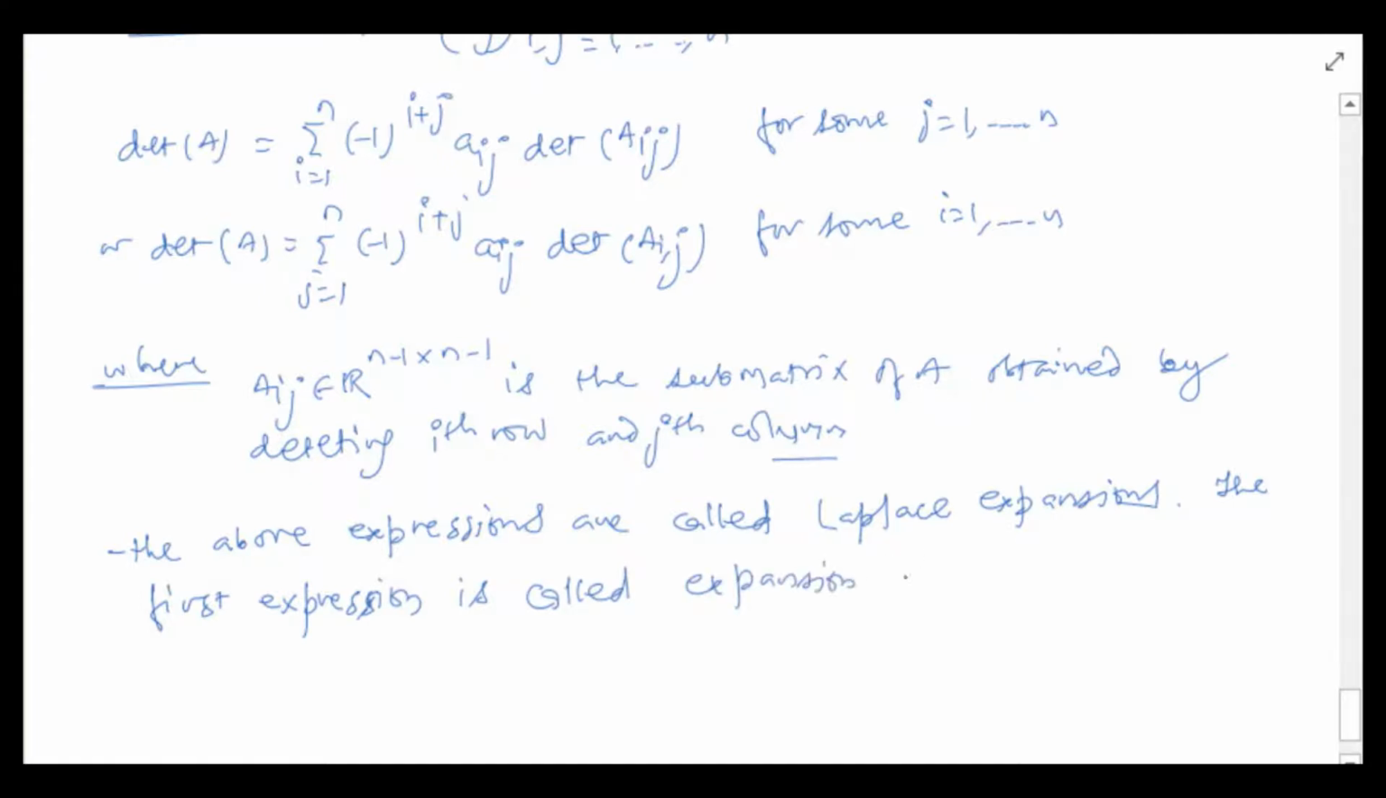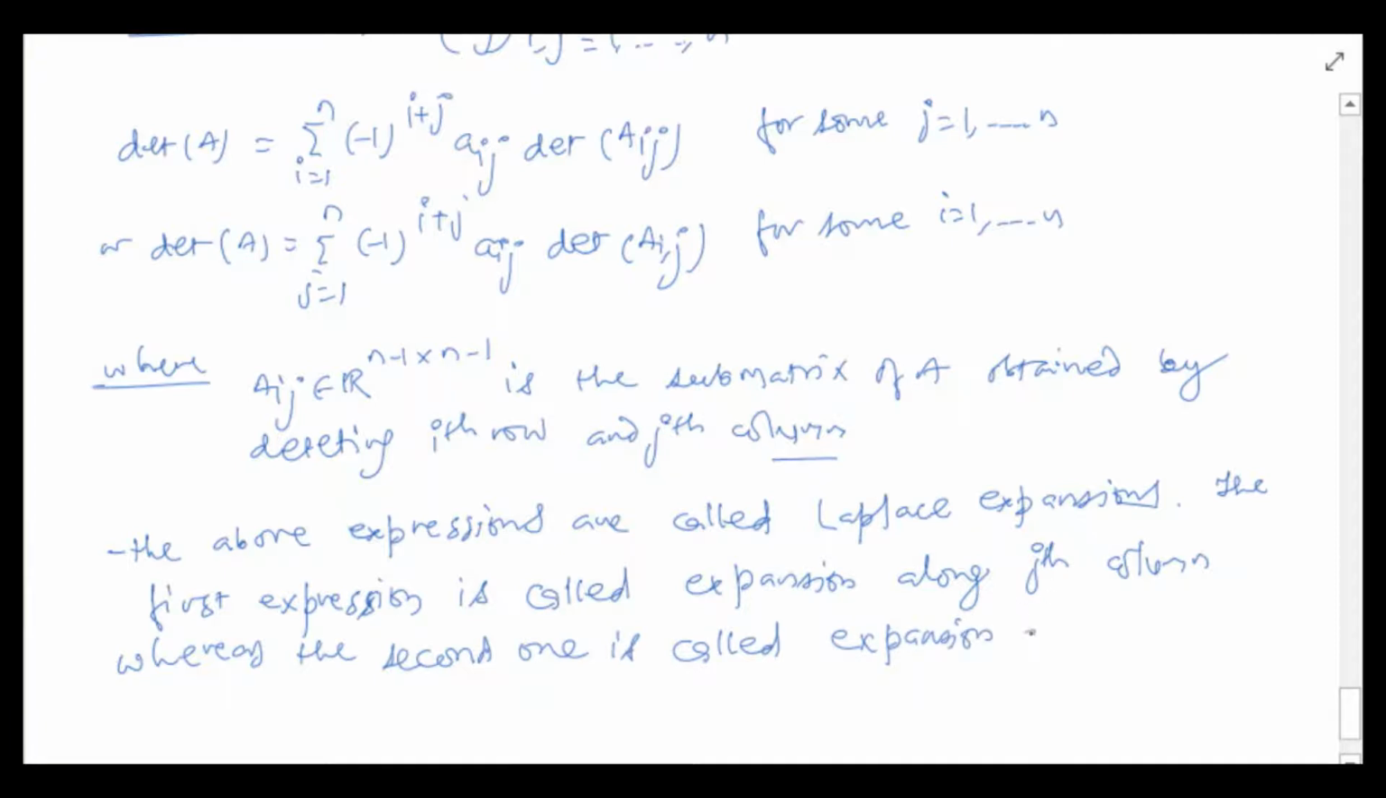Expansion along jth column. Whereas the second one is called expansion along ith row.